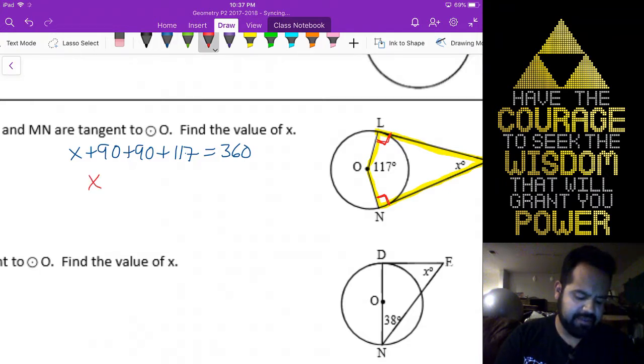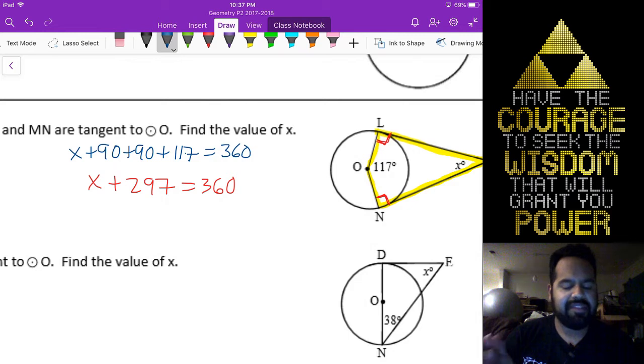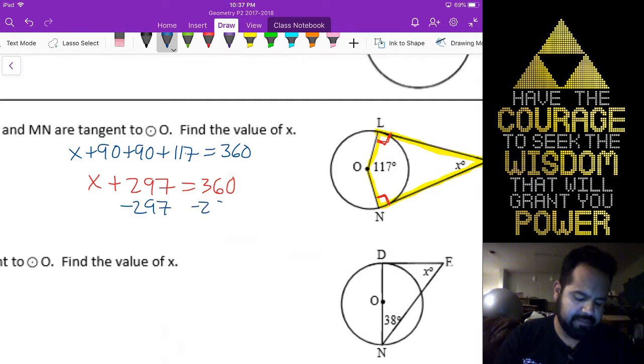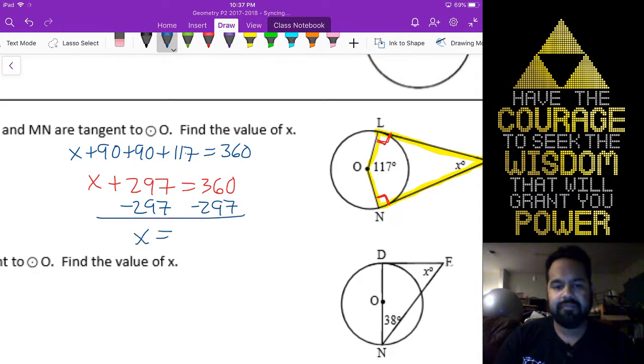So we say x plus, when you add those up, you should get 180, 297 equals 360. If I make a mistake, fix it. I trust you. Let's go ahead and subtract 297 from both sides. So then x equals 63 degrees. And there you go. Not too bad. Just using the same stuff you know before.